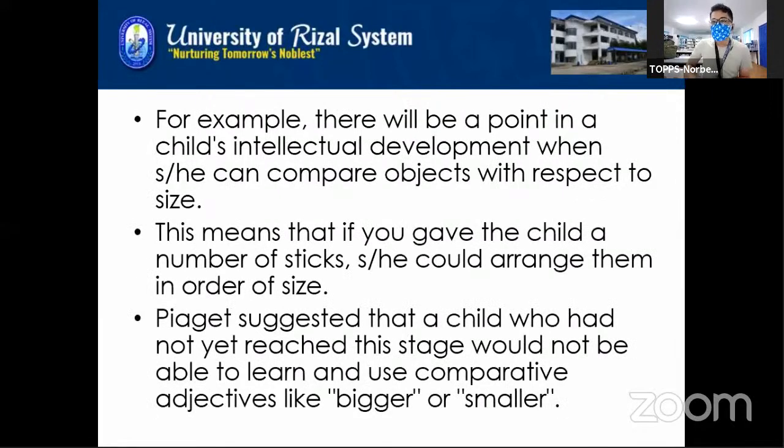For example, sabi niya rito, there will be a point in a child's intellectual development when he or she can compare objects with respect to size. This means that if you gave the child a number of sticks, he or she could arrange them in order of size. Kasi nga, ano yung unang tumatak sa bata? Ang unang tumatak sa bata ay ang pag-arrange ng object according sa size. So, ngayon, pag binigyan mo siya ng object, kahit hindi mo siya sabihin na ayusin mo yan according sa size, ang gagawin ng bata, i-arrange niya yan according sa size.